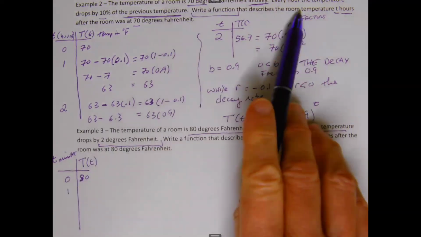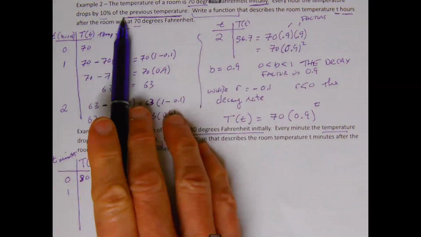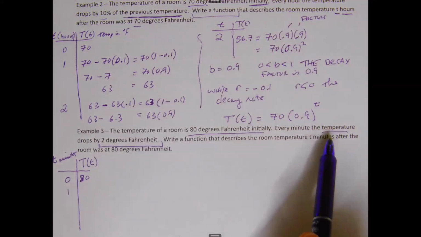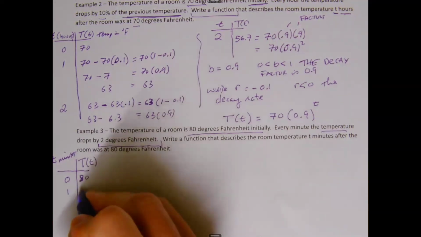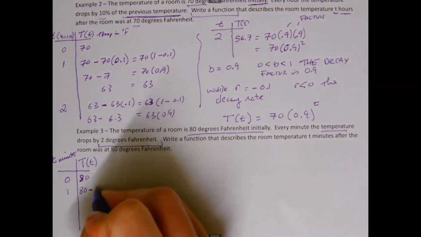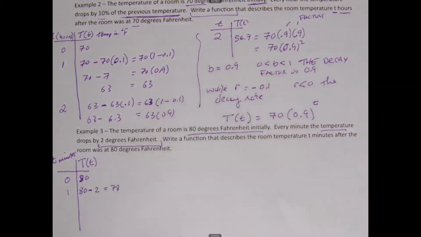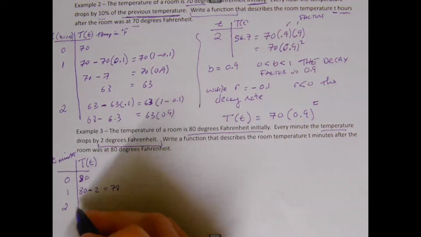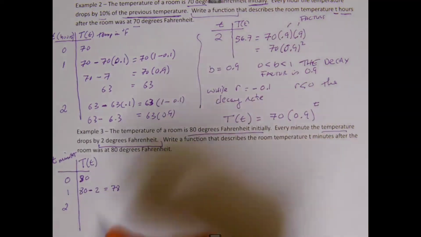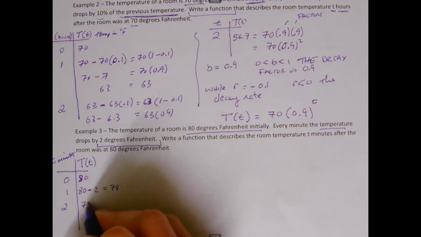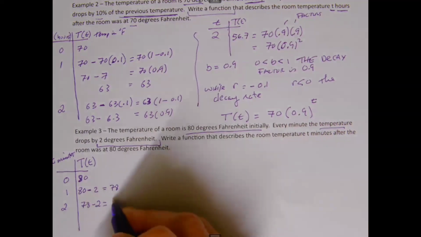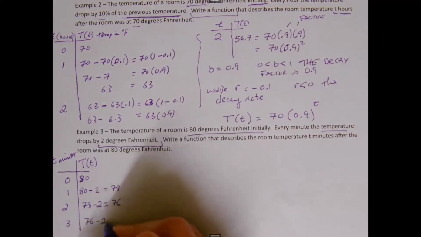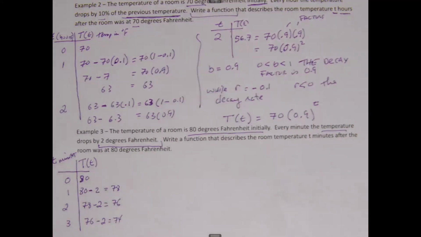Look at the difference here. Every hour, the temperature drops by 10% of the previous, so I need to take 10% of the previous. But that's not what this is saying. Every minute, the temperature decreases by 2 degrees. In other words, 1 minute elapses. What do I do? Subtract 2 degrees, and that gives me 78. If I go to 2, the temperature continues to drop by 2 degrees. So I'm still using the previous value, but I'm dropping by 2: 76. 3 minutes into this, I drop again: 74. And you can see I can keep this going forever.